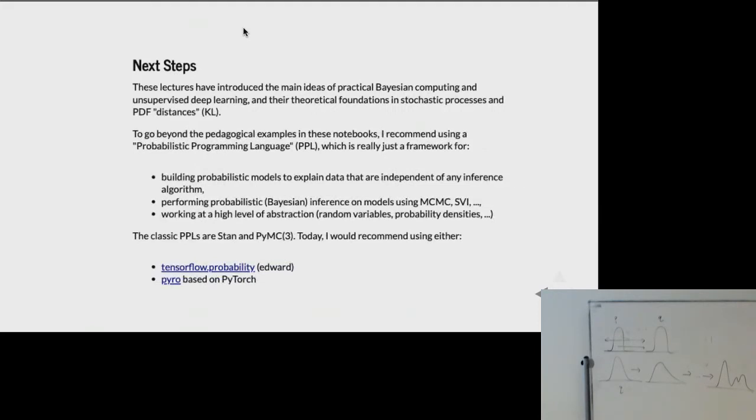Okay, so finally, where do I recommend you go next? In these lectures, I tried to introduce the main ideas of doing practical Bayesian computing, and also how that relates to unsupervised deep learning. And we've seen that there are some theoretical ideas that keep cropping up, and they're really key here. Like stochastic processes, measuring the distance between two probability densities with KL, or the symmetrized Jensen-Shannon, or even the Earth mover Wasserstein metric I talked about.